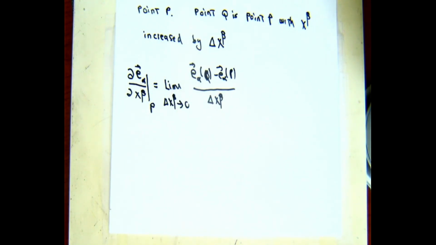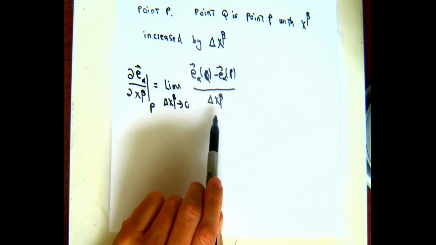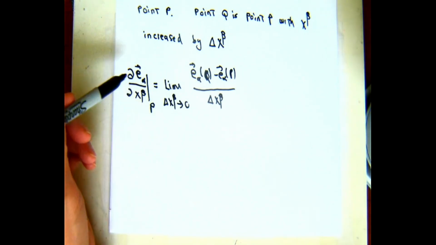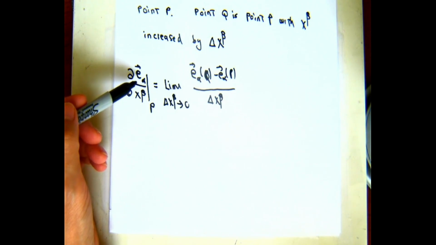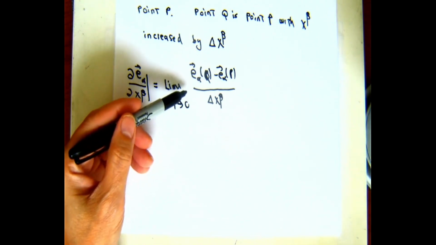Imagine that you had a point P, and you looked at one of the basis vectors that goes with it, e alpha at P. You have a nearby point, Q. The coordinates of Q are the same as those of P, except x number beta has been increased by an amount delta beta. This quantity is a difference of two functions divided by how big the difference of the inputs is. If you take the limit of such a thing, this is what we usually call derivatives. So I'm going to define the partial derivative of coordinate basis vector number alpha with respect to coordinate number beta to be this limit.